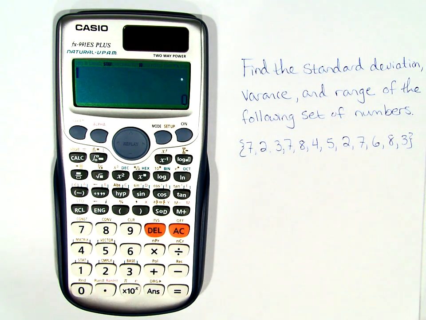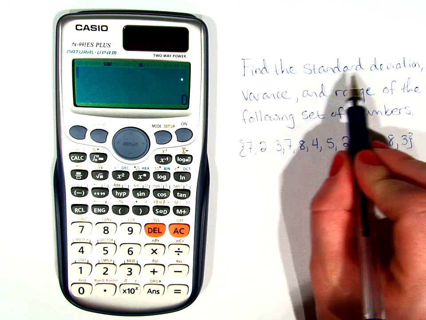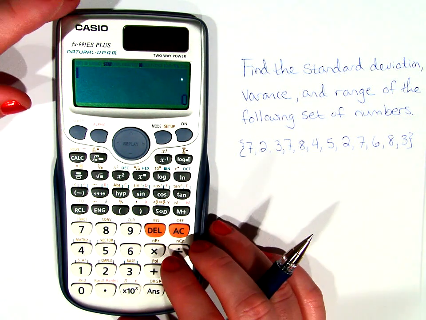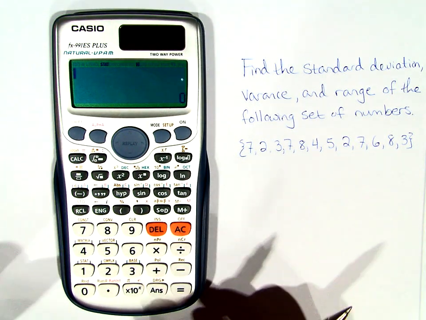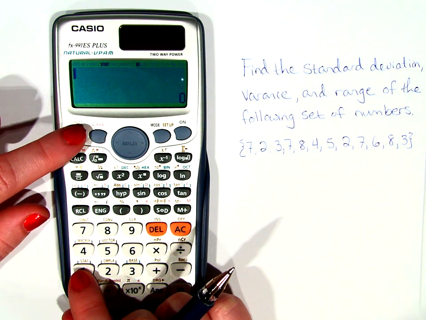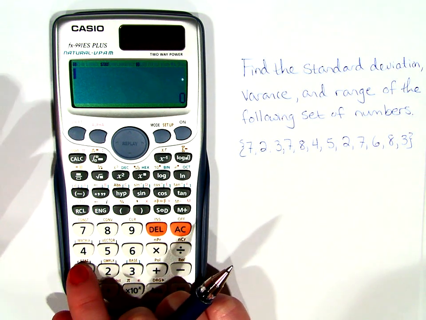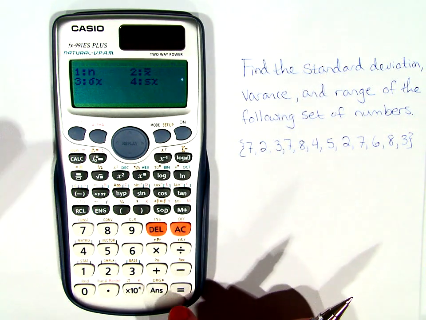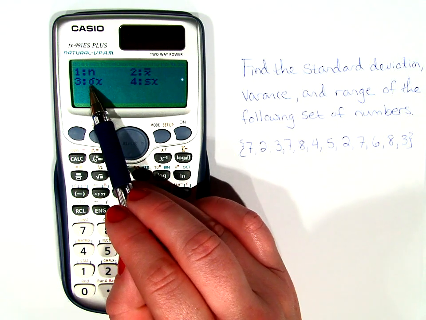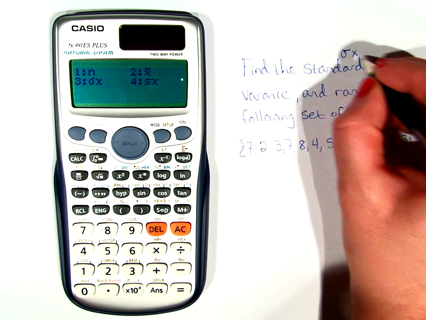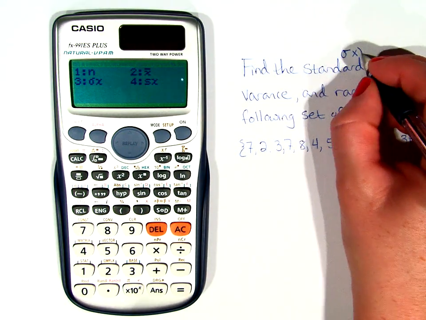Okay, so the very first thing we're going to do is find the standard deviation. Once again, the calculator doesn't write out the full words. Instead, it puts in symbols. So let's look at how we would write the symbol for standard deviation. You would start by once again going into your stat menu, hitting Shift and 1. We're going to go into variation because that's what we're looking at today. And this symbol right here, sigma x, is our standard deviation. It is written like this, sigma x.